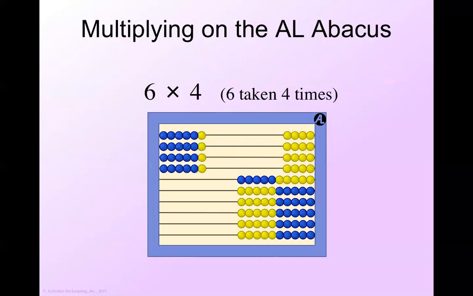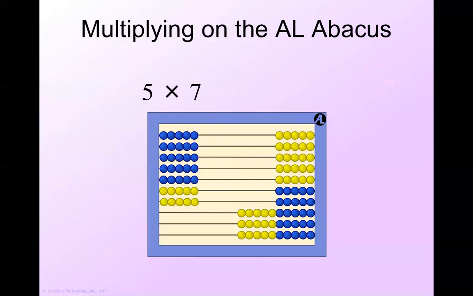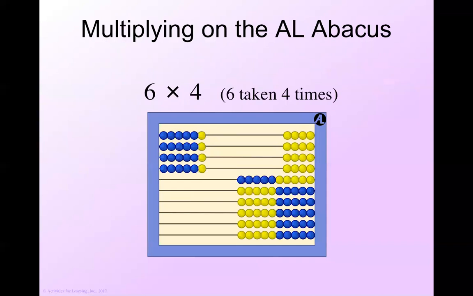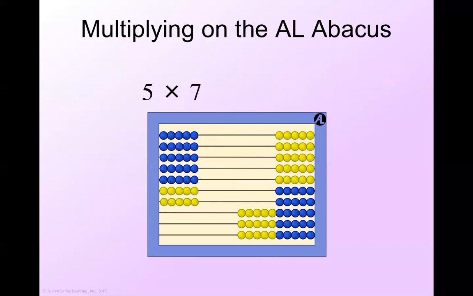Okay, multiplication, 6 times 4. 6 taken 4 times. So we have 5, 10, sorry. We have our 2 sets of 5 beads is 10, and 10 more is 20, and then our 4 yellow, 24. 5 times 7. We've got a little more beads here. 10, 20, 30, and 5 more, 35.